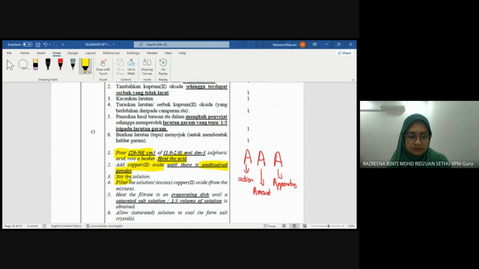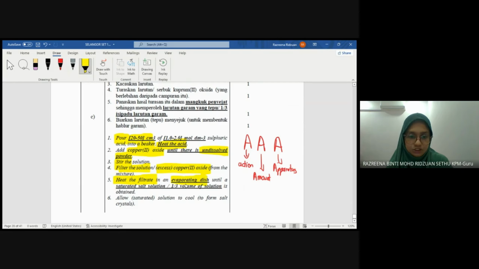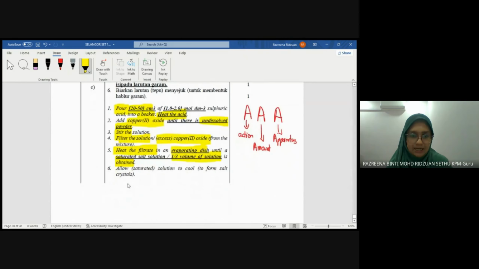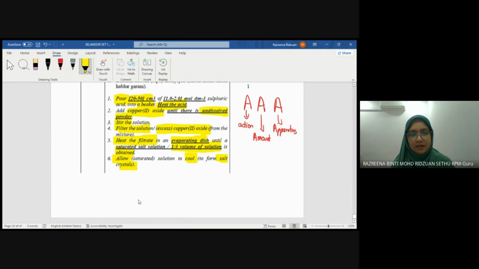You're going to stir. Next you filter out the excess copper oxide from the mixture, the one which has not dissolved. Then you heat the filtrate in an evaporating dish until one third of the solution is obtained. Then you allow it to cool so that the salt will form. The one in the brackets you don't have to write. The moment you just write allow it to cool, you already get the final mark. So this one total of 7 marks.